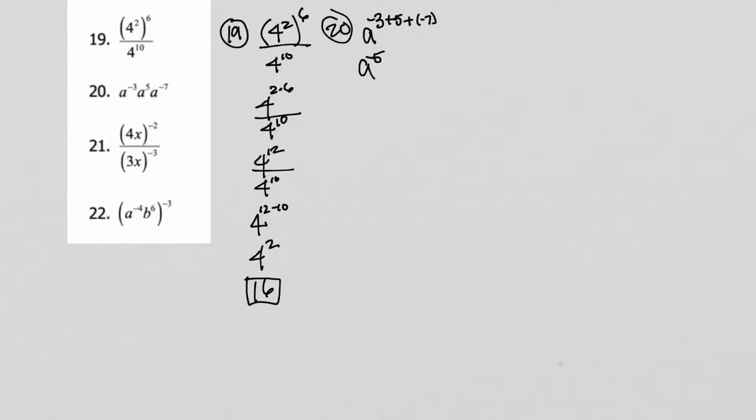And then we're going to write this so only positive exponents appear. So I'm going to drop this base down into the denominator and change the sign of the exponent. 1 over a to the positive 5.